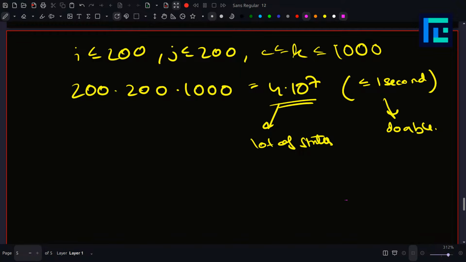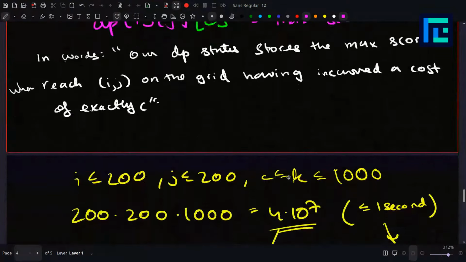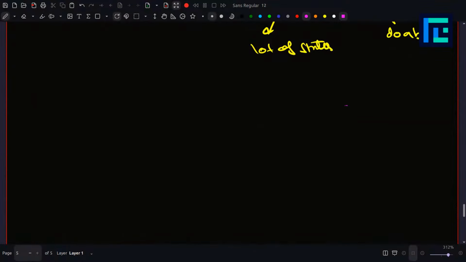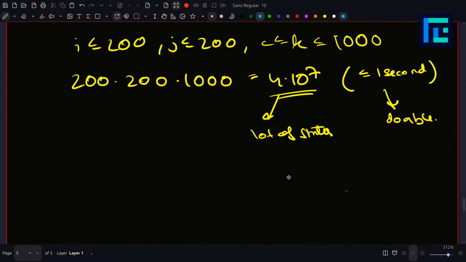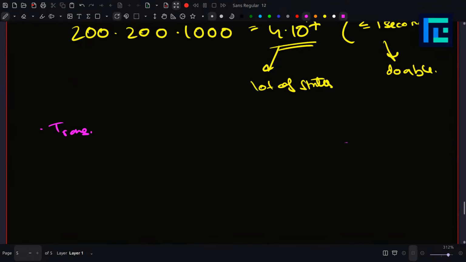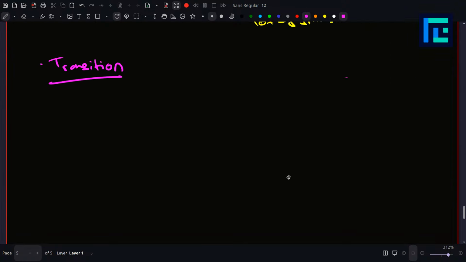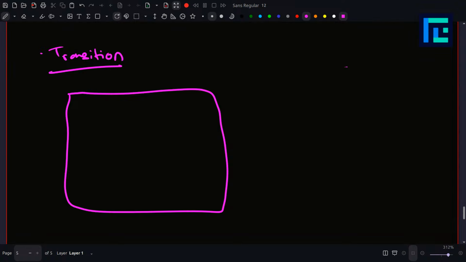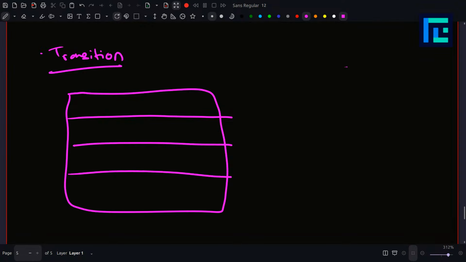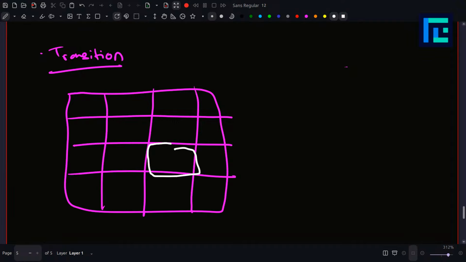Okay. Now let's try to think about the transition. The transition will be pretty simple, I think. It's a very standard transition once you have the state. Let's focus on a cross section of the grid, and let's say this is our current state. This position here is the current state, dp[i][j][cost].